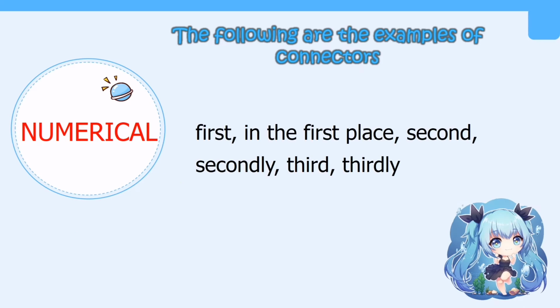Following are examples of connectors. We have the numerical. Numerical means number. So when you are going to plot your idea, you can use these connectors. First, in the first place, second, secondly, third, thirdly. Para maintindihan na maayos kung ano yung nauna at saka yung sa huli. Para masunod-sunod yung mga event na tinutukoy mo. So, mas madaling maintindihan ng mga readers or your listeners.